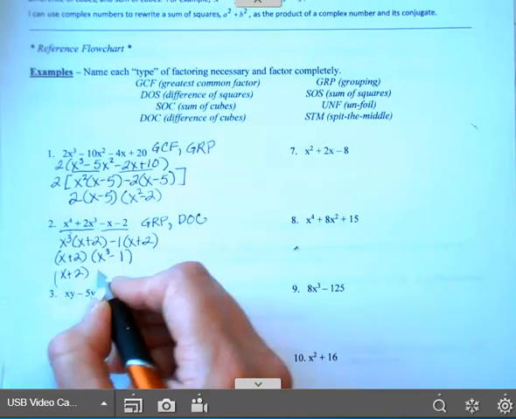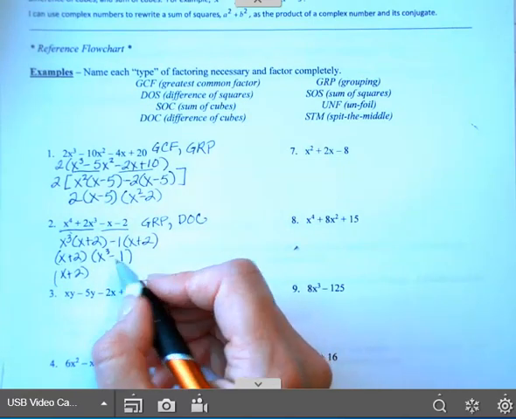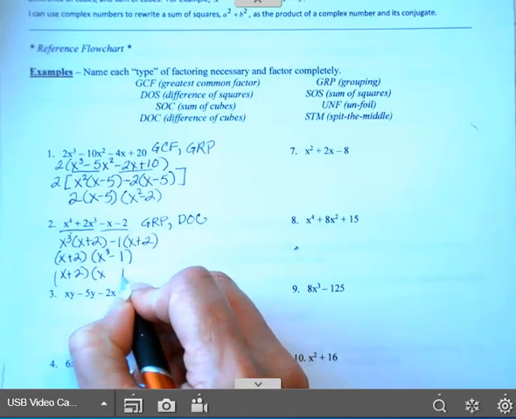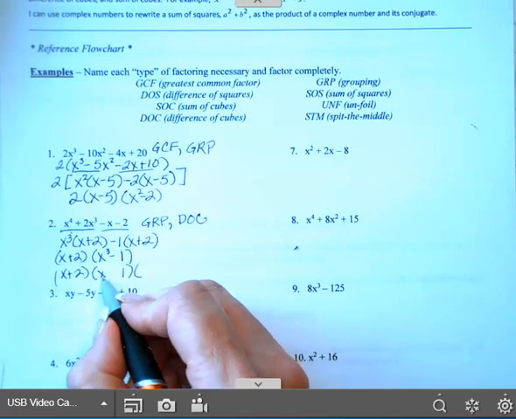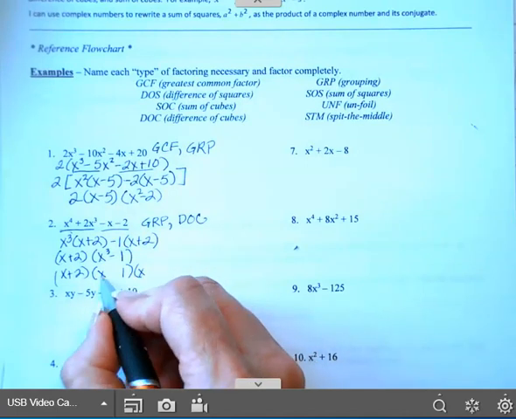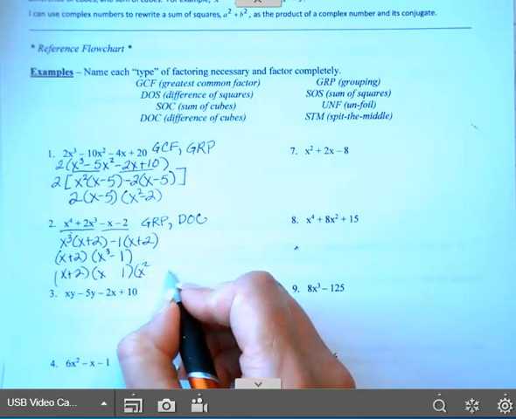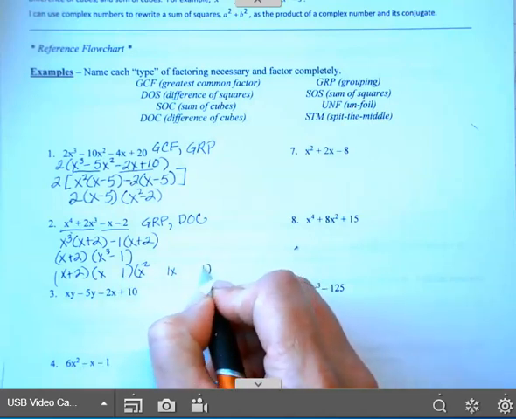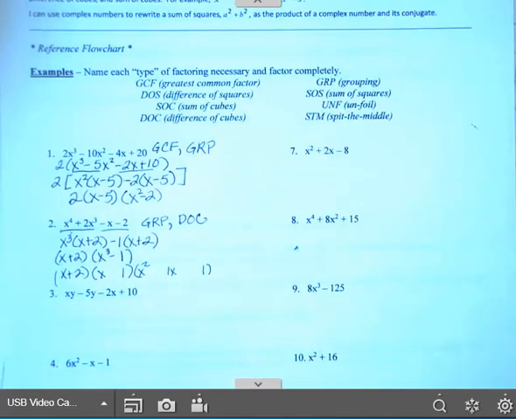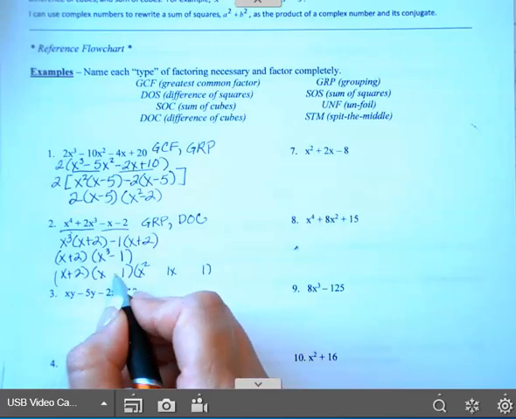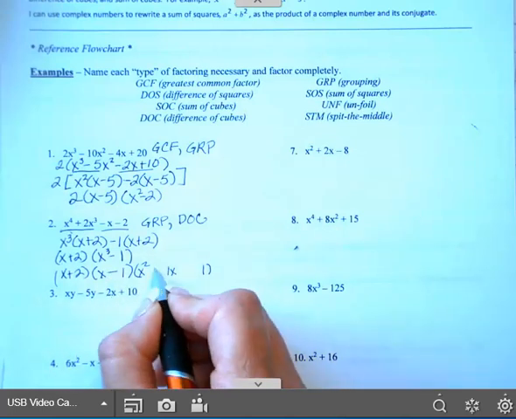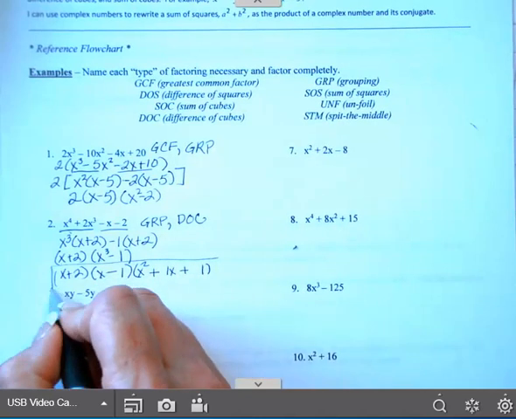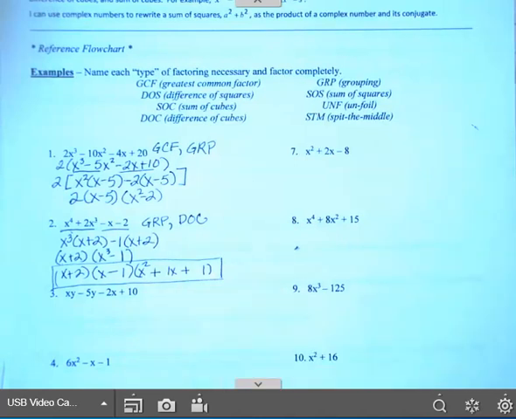And if you look on your factor sheet for difference of cubes, you'll take the cube root of each of those, and then you'll square this, multiply them together, so that'll give you 1x, and then square the last term. And the signs are same, opposite, always positive. So same, opposite, always positive, and you're finished. That pattern is on your factor sheet.